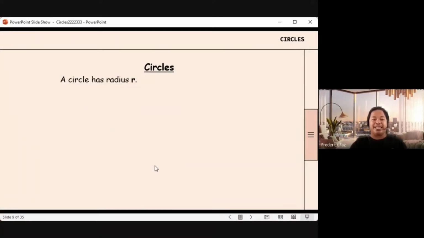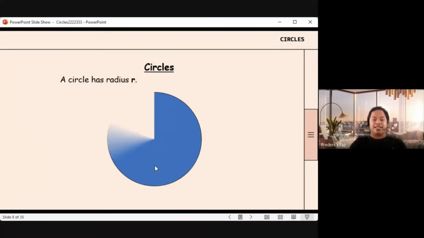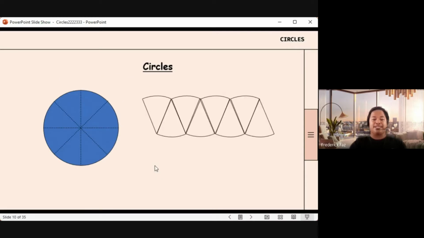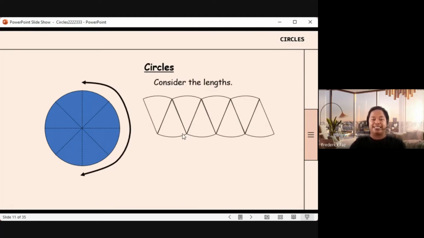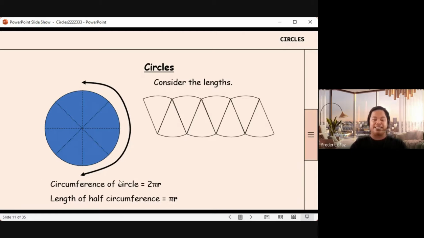Continue po tayo. A circle has a radius r. If we're going to slice the circle into 8 equal parts, we have here like this po. And consider the length. This length from here to this point is pi r, the length of half of the circumference, since we know that the whole circumference of the circle is equal to 2 pi r. So the length of half is equal to pi r po. Ito po yung illustration niya. Pi r po ito.